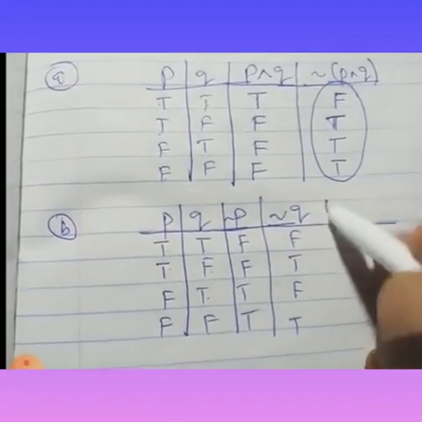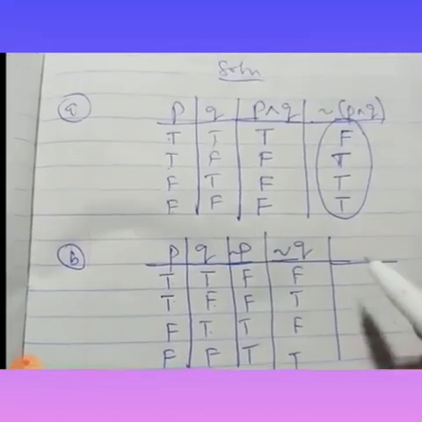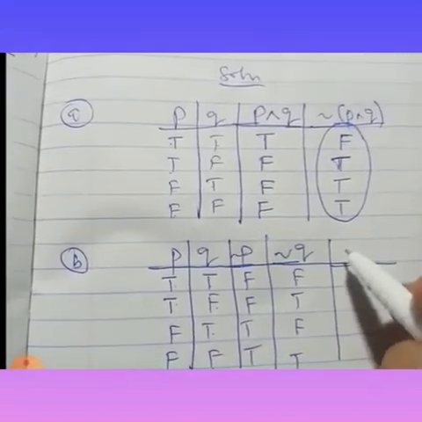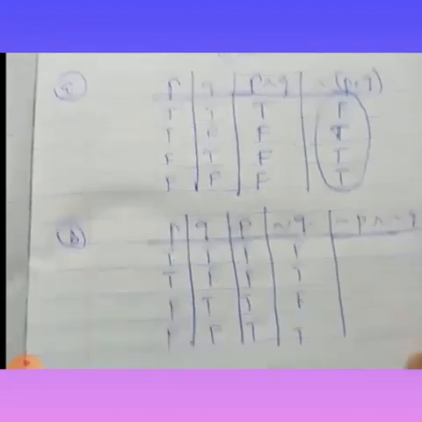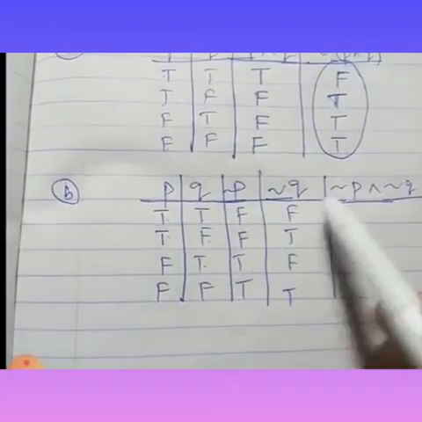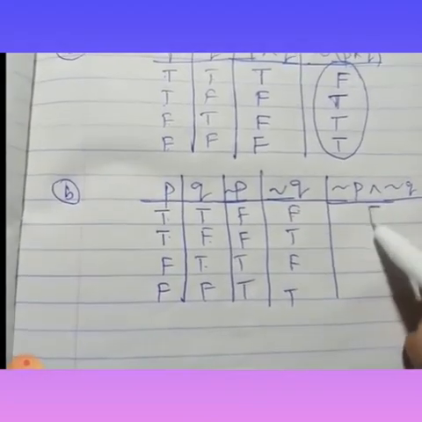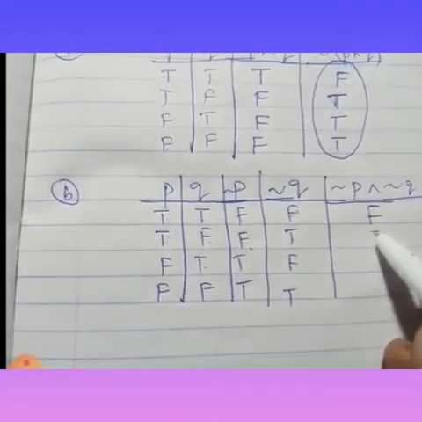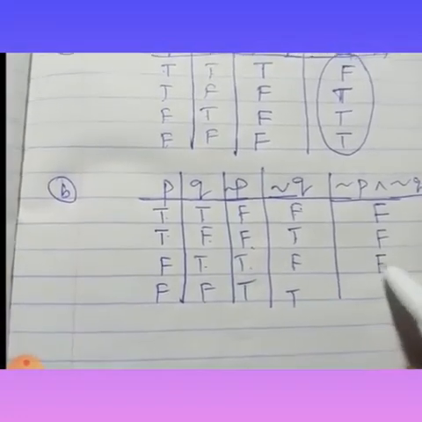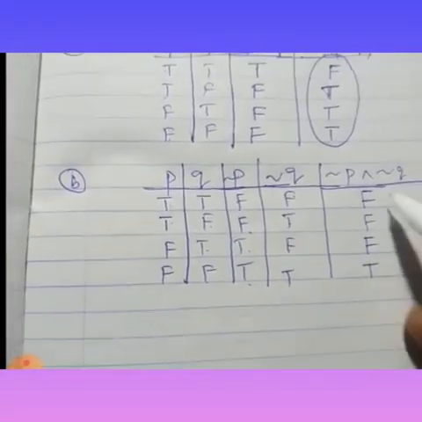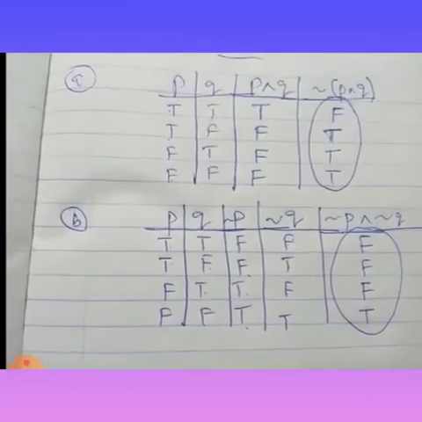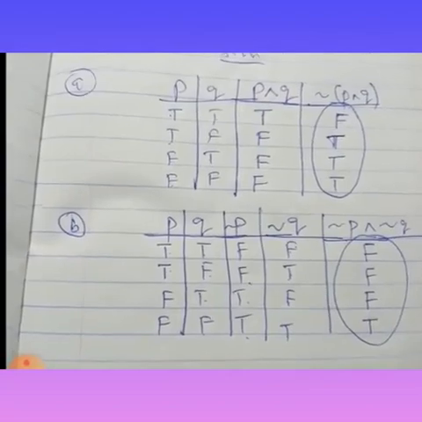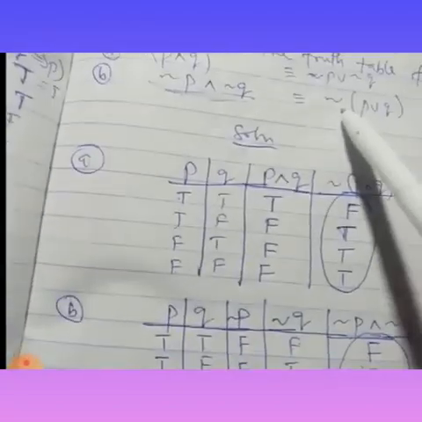Now combining both of them with the connective and, that's the conjunction, we have negation of P and negation of Q. False and false, of course, is false. False and true is false. True and false is false. True and true is true. So this is our end result for negation of P and negation of Q. You can confirm, I told you, this is from De Morgan's law, that this is the same thing as the negation of P or Q.